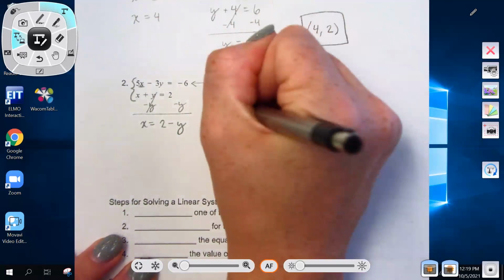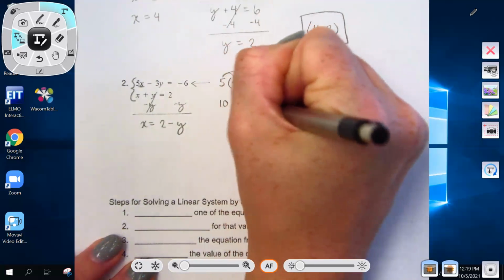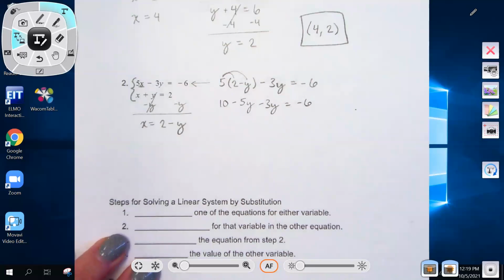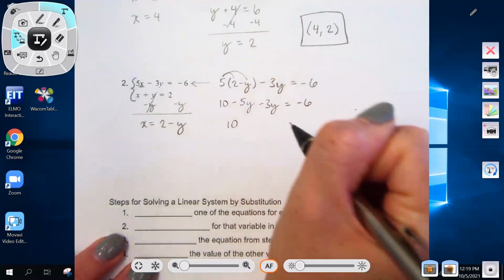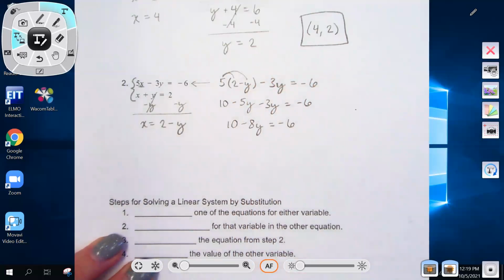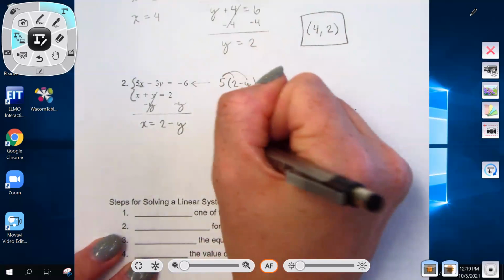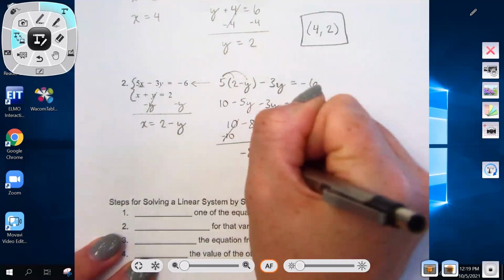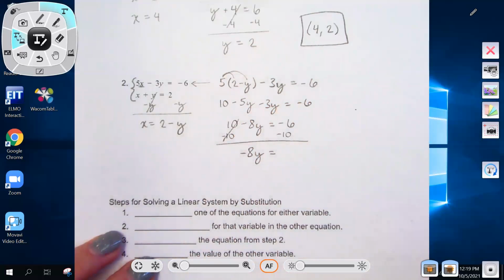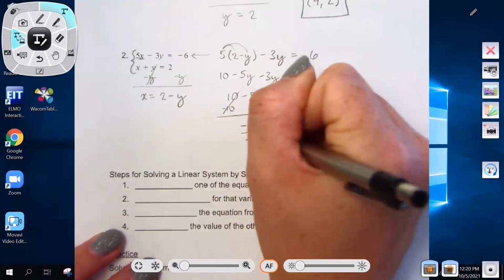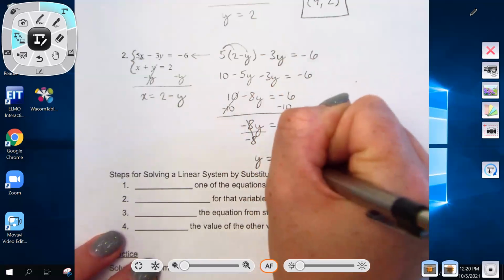So distribute the 5 to get rid of the parentheses. Combine like terms. We've got negative 5y minus 3y is negative 8y. Get rid of this 10 by subtracting 10 from both sides. When you do that, it leaves a negative 8y. Negative 6 minus 10 is negative 16. Divide both sides by negative 8 to get y by itself. We get y equals positive 2.